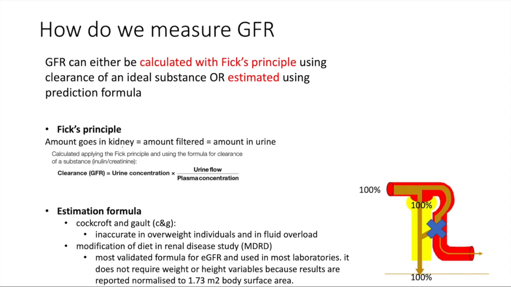So we need a substance that is freely filtered at the glomerulus, but not secreted nor reabsorbed. The amount in the urine must equal the amount filtered and equal the amount that goes into the kidney, which we could measure. We can't use PAH as we do in the renal blood flow measurement, because a portion of it is secreted instead of filtered. That would overestimate the GFR. The Cockcroft-Gault and the MDRD equations are some validated formulas to estimate the GFR, but both have their limitations.